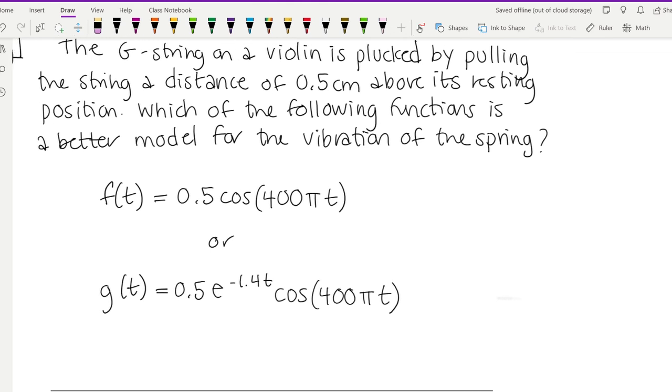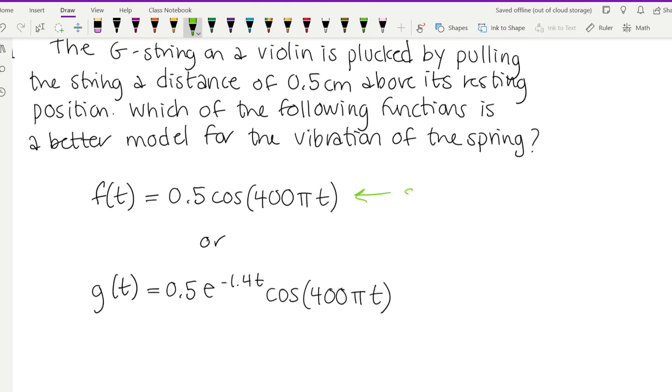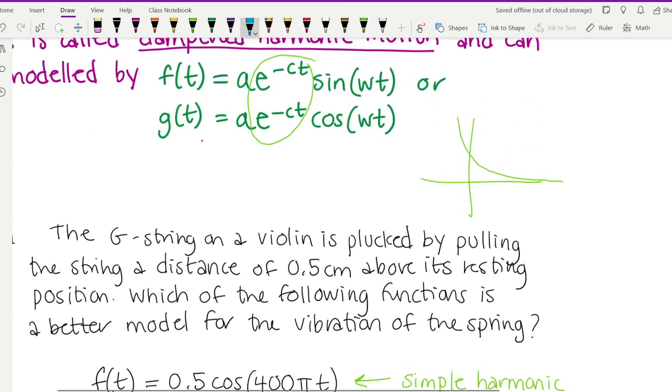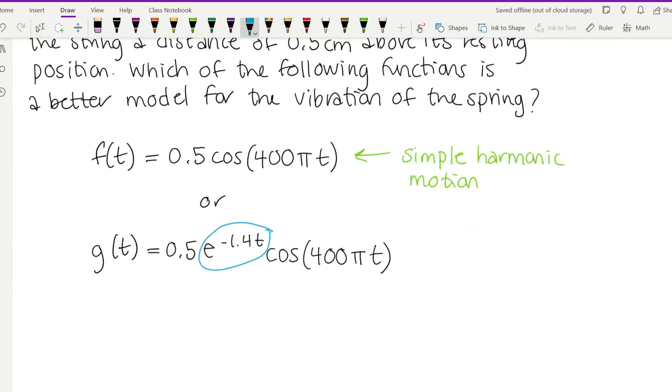So this first example would be if the string was showing simple harmonic motion, meaning that it's just going to continue going up and down with that same pattern forever. If we compare that to this second one, what's the difference? Well, this one has this extra factor of e to the negative 1.4 times t. And as we mentioned, functions like that have this shape where they go down and down and down. So this second example is dampened harmonic motion.